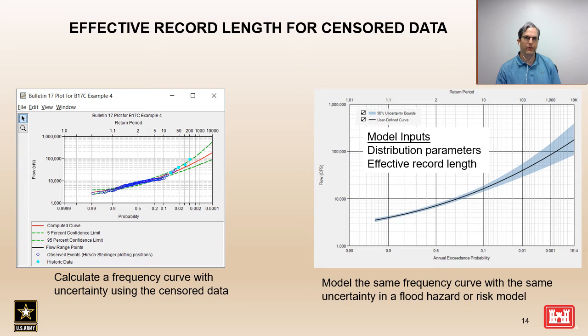Why do we need an effective record length, and what do we use it for? In the plot on the left, we start with a frequency curve that we've computed from our data that includes some censored data. We now need to model that frequency curve in our flood hazard or our risk model. The inputs to most of these types of models consist of 2 things: the distribution parameters that define the frequency curve and the effective record length that defines the uncertainty in the frequency curve. So we need both in order to run our flood hazard model or our risk model.